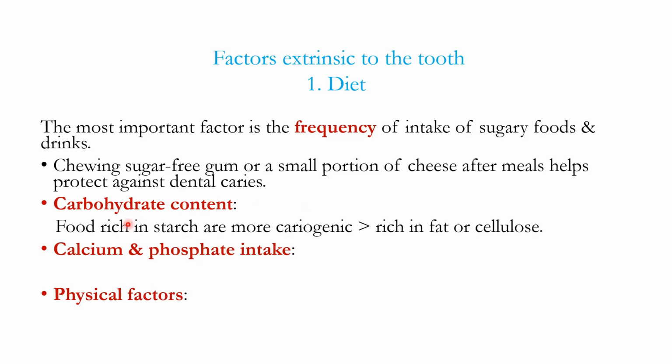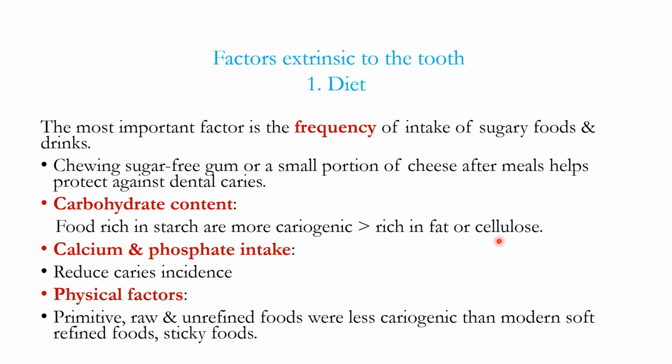The next is the food which is rich in the carbohydrate content is more cariogenic, there is no doubt in it, compared to the food which is rich in fat or cellulose or protein, of course. High calcium and phosphate in your diet will also reduce caries incidence, because the teeth is going to absorb all this from the diet as well as from the surrounding saliva, and that's what increases its resistance towards the caries microorganism.